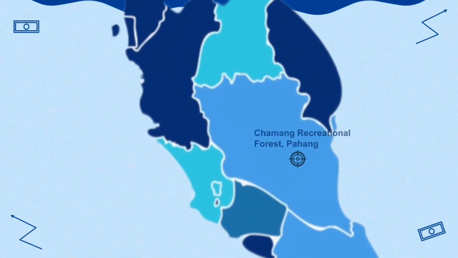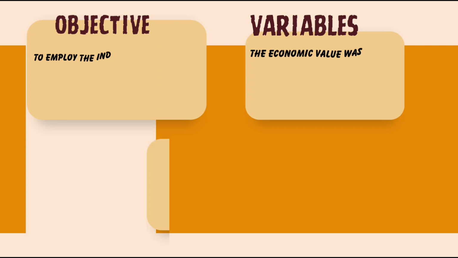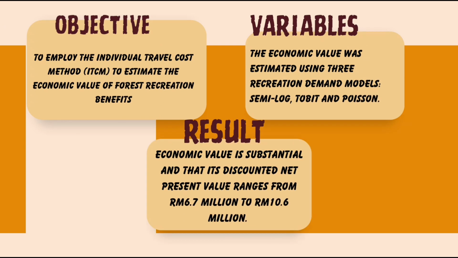The third study case I can find is the economic evaluation of recreation benefits in Chaman Forest Recreation Area, Pahang Peninsula, Malaysia. The aim of the study is to employ the individual travel cost method to estimate the economic value of forest recreation benefits by analyzing data.